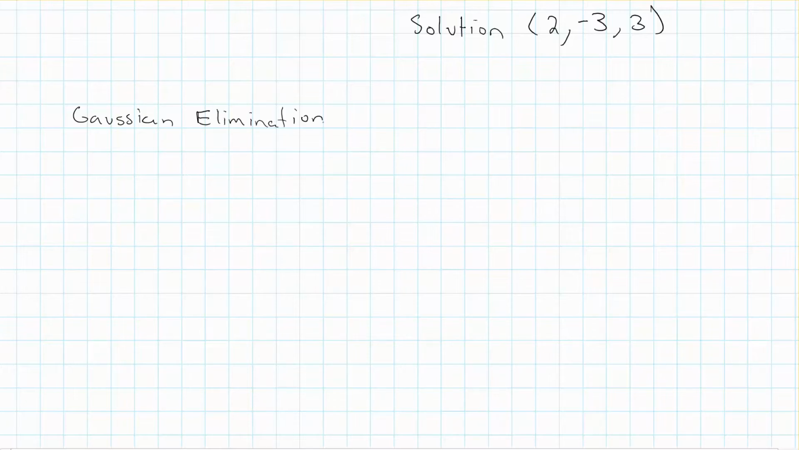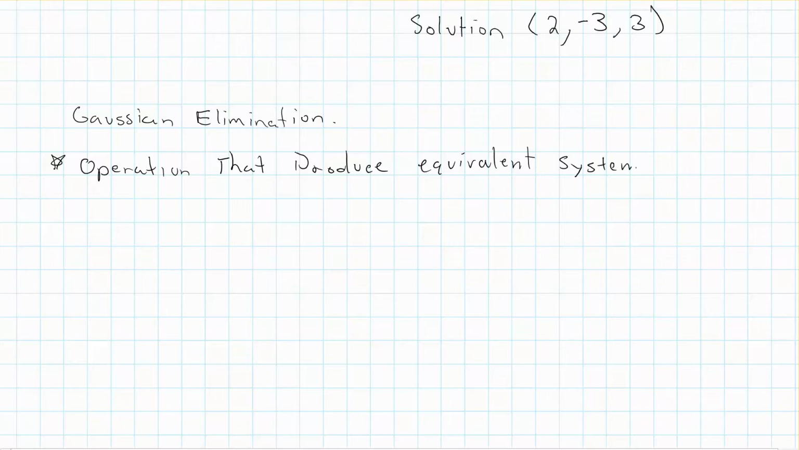And the key thing here, I'm going to star this: these are operations that we can do that produce equivalent systems. And these are referred to as row operations, because if you think about each equation being a row, we have 3 rows.